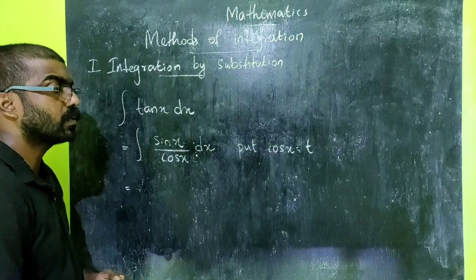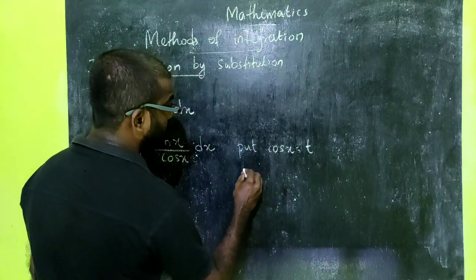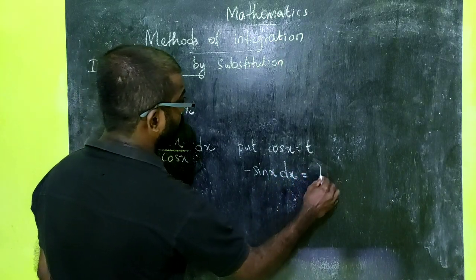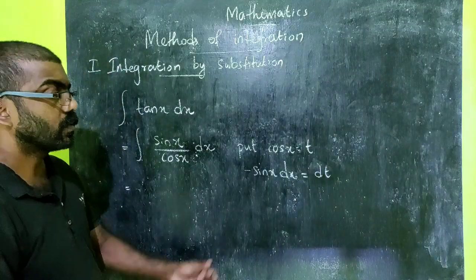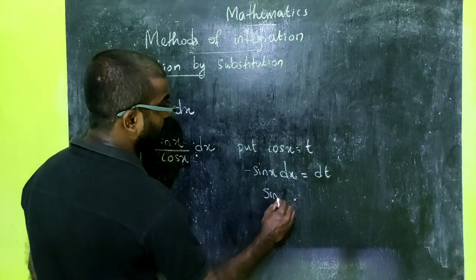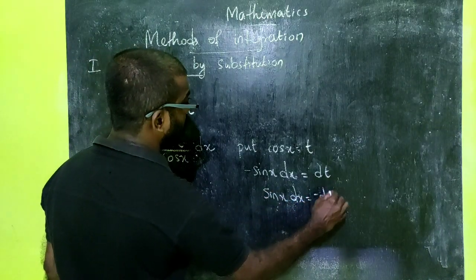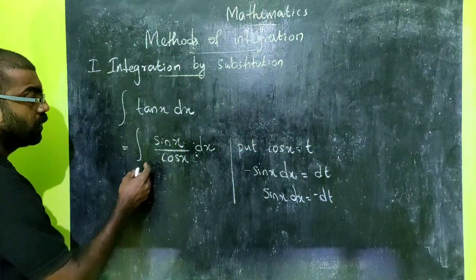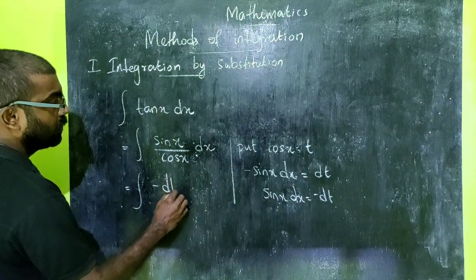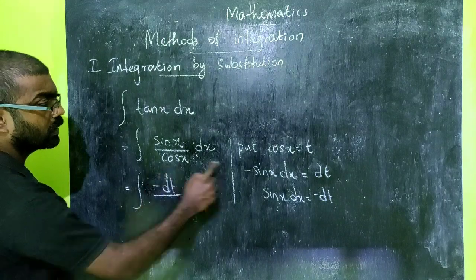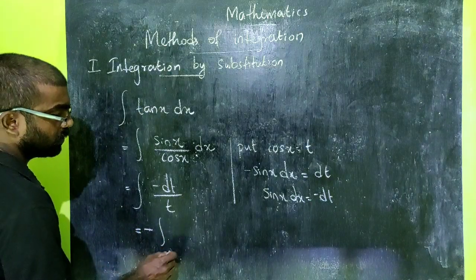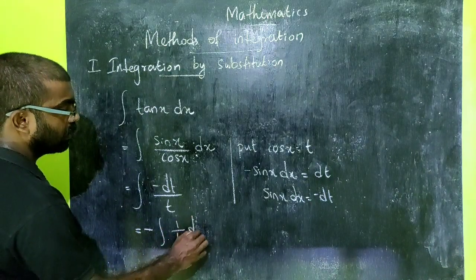Now the next step is we have to take the derivative on both sides. Cos x derivative is minus sin x with respect to x, so dx, which is equal to derivative of t, which is dt. So minus sin x dx is equal to dt. From this we can find sin x dx is equal to minus dt. Now here we can replace the values. Numerator is sin x dx, which is minus dt, divided by denominator cos x, which is t. We can take the minus common, so minus of integral 1 by t dt.